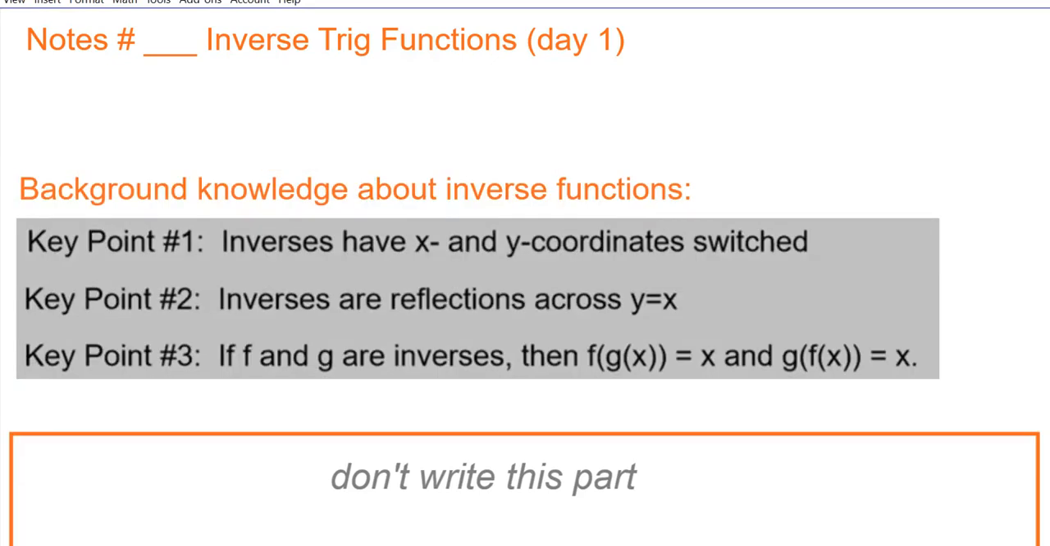Something you already know. This is from way back in chapter 4 when we looked at inverses. Inverses have x and y coordinates switched. Inverses are reflections across the line y equals x. And if you compose inverses with function composition, that is f of g, g of f, one inside the other, inverse operations cancel, leaving you with just x.